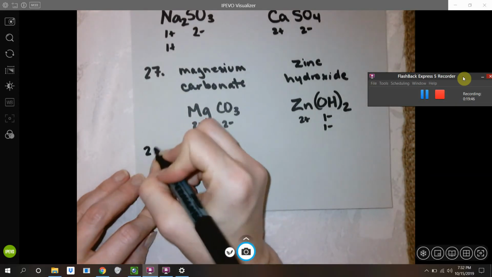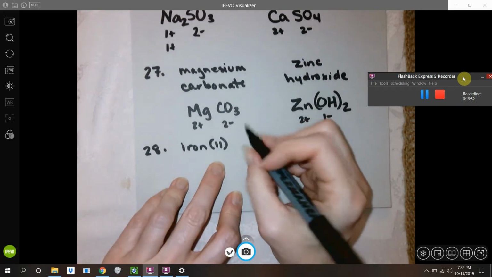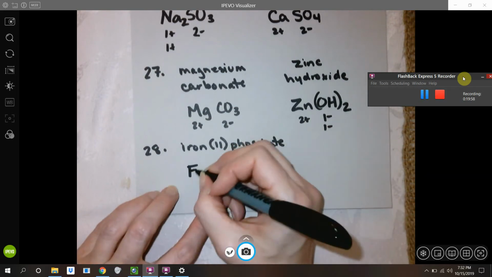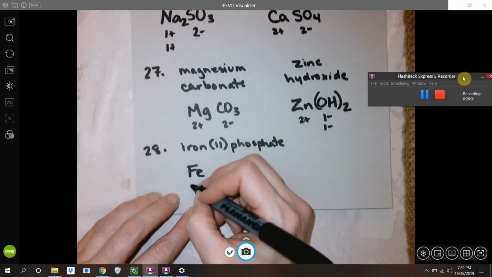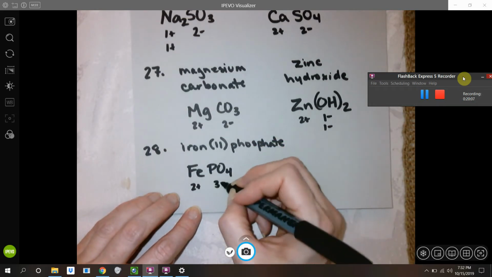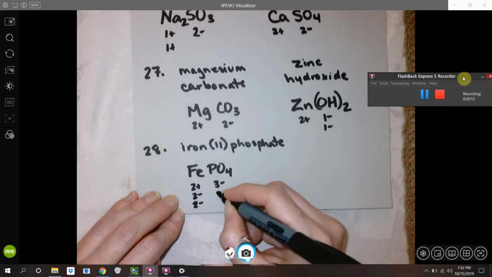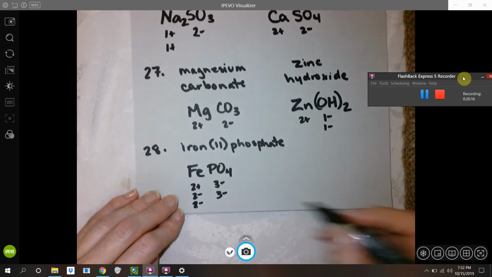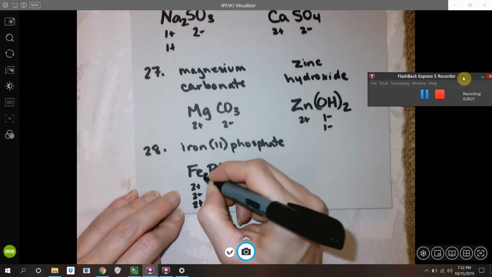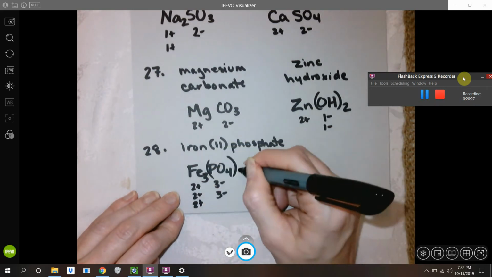More chemical formulas. 28. Iron 2 phosphate. Iron is Fe. The 2 in the name indicates that the charge is 2 plus. Phosphate is PO4, and it's 3 minus. So we're going to have to balance those charges. We'll need 2 more of those and another one of those until we get 6 plus and 6 minus. So Fe3, that's a 3 I swear, PO4, and there needs to be 2 PO4s.